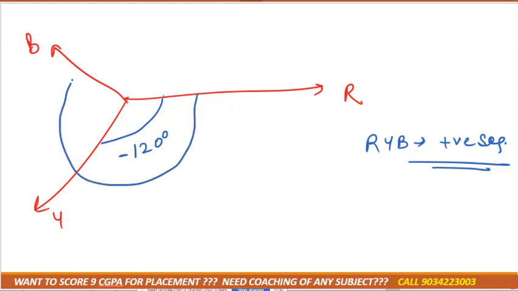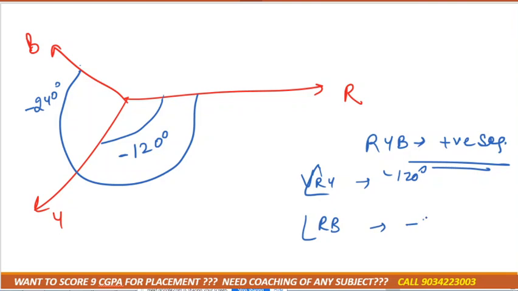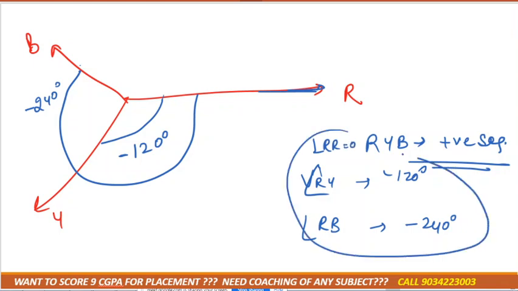Angle between R and B is how much? That is minus 240 degrees, right? Because all these angles are 120 degrees apart. So the angle between R and Y is minus 120 degrees. The angle between R and B is minus 240 degrees. And the angle between R and R is obviously zero, correct?